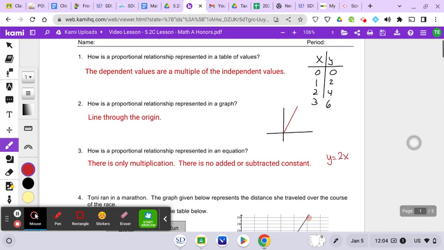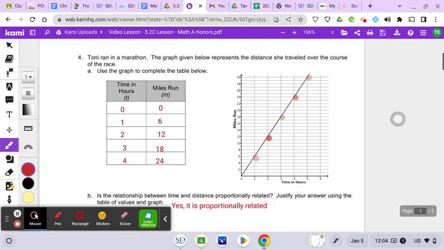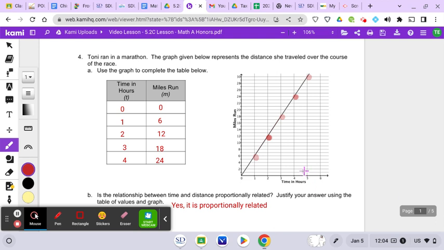Now we have a context. Tony ran a marathon. The graph given represents the distance she traveled over the course of the race. So I'm looking. This is my independent. I can't control time. This is my independent. I looked at the scale, 0, 1, 2, 3, 4, 5, 6. So I put 0, 1, 2, 3, 4. Could have put 5, 6, kept going if I wanted. I don't have to be in any particular order.